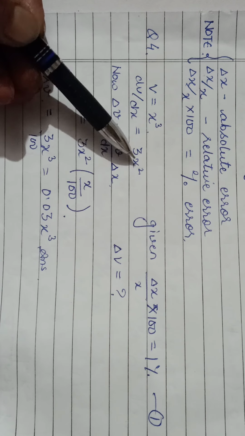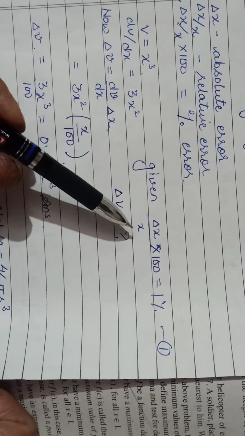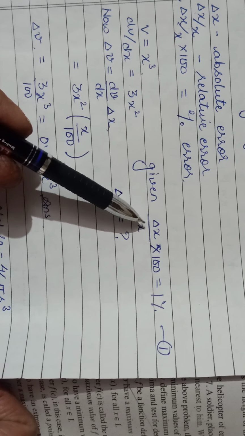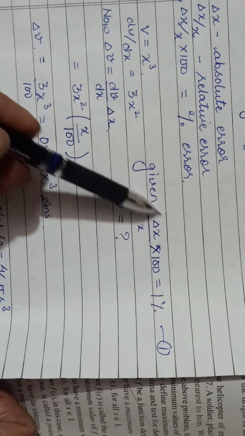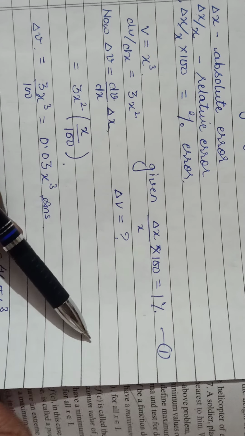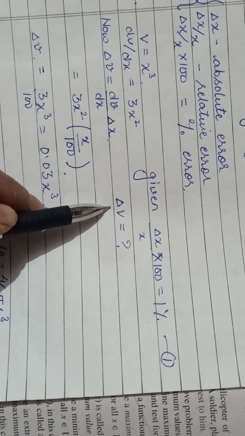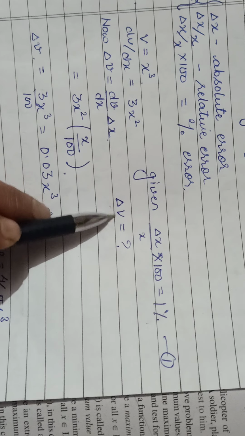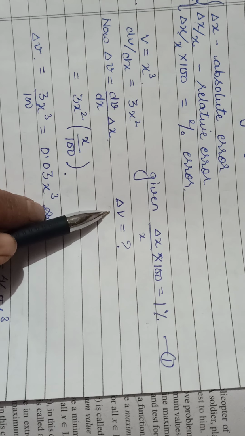So dv by dx is 3x square. Right? And what was given to us was percentage error, which is to be denoted as delta x upon x into 100. This is my percentage error, which was given to me as 1% for this particular question. Okay? And we were supposed to find the absolute error in volume. Okay, approximate error, so it is talking about the absolute error. That means what we have to find is delta v, the change in or error in volume, just the absolute error.